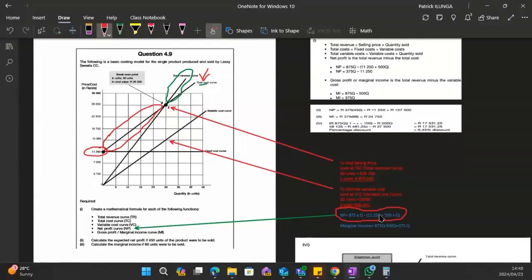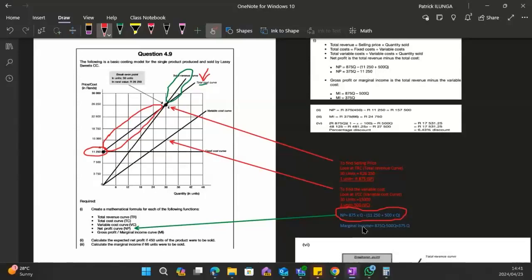Yes, it makes sense, but I'm still confused, because it says in the formula 11,250, right? Which is your fixed costs, no? Yes. So then why wouldn't the formula say net profit is total revenue minus fixed cost? Why would he not say that?